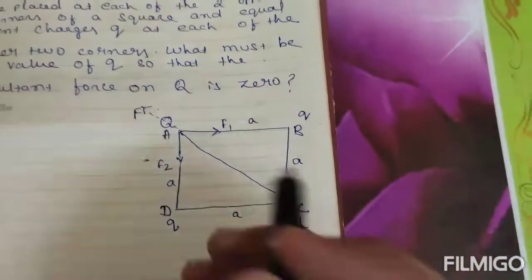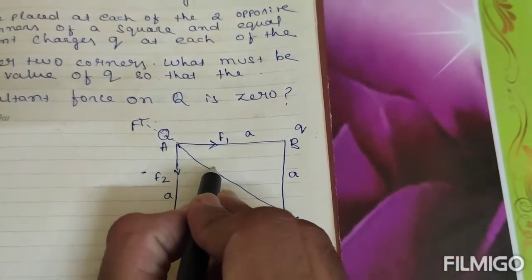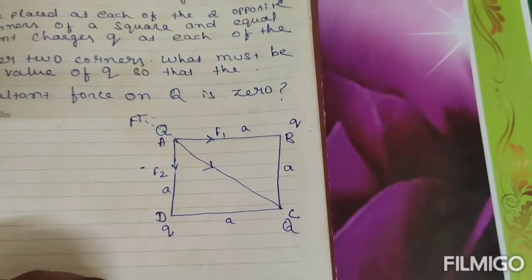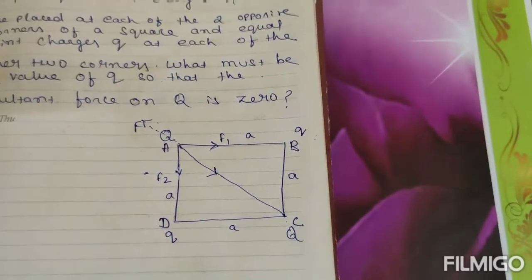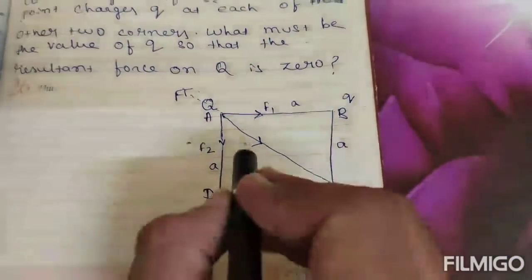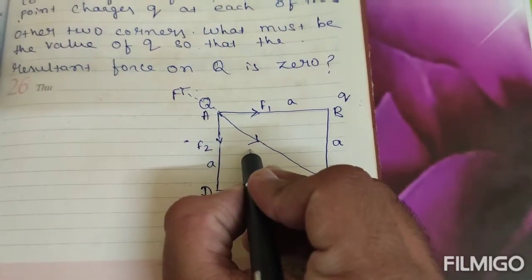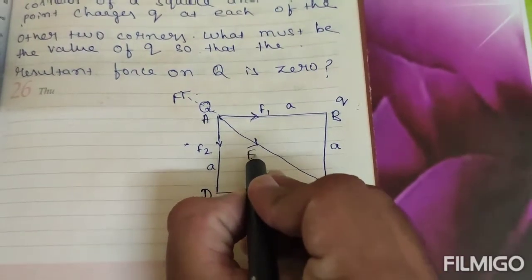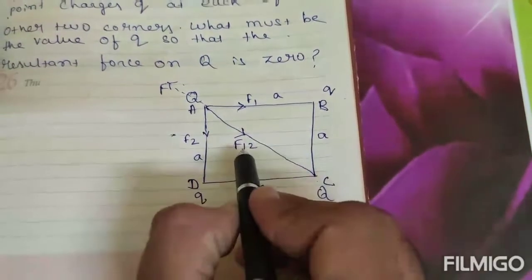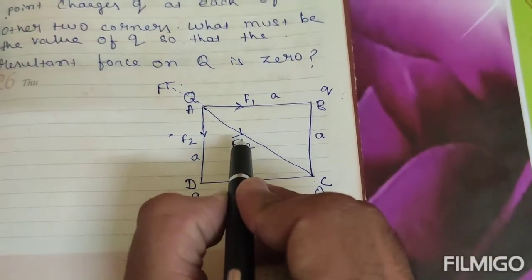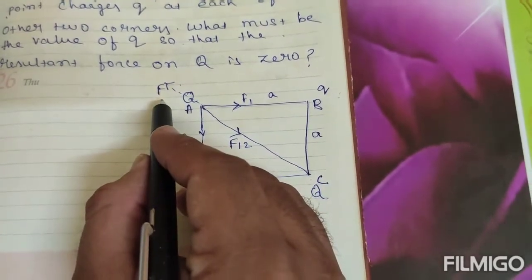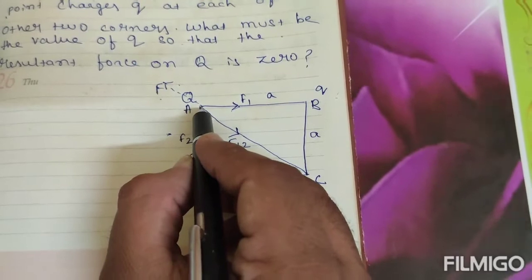Okay, so where should the resultant force be? The resultant force is in this direction, right? So we have to show that this force F12, 1 and 2, F12, right? This F12 should be equal and opposite to this F, then only this will stay at equilibrium.